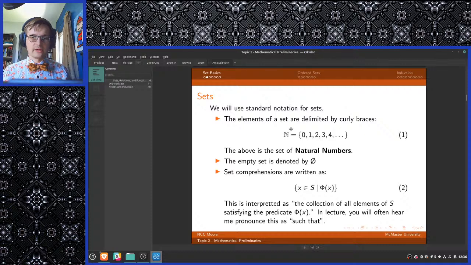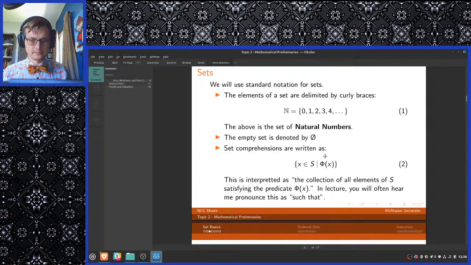The elements of a set are delimited by curly braces. So, the natural numbers are 0, 1, 2, 3, 4, etc. The natural numbers are going to be important as time goes on. The above is the set of natural numbers. The empty set is denoted by a 0 with a slash through it. So that's the empty set. If you remember, some of the properties of the empty set are that the empty set is a subset of every set, and that it is a set that contains nothing, hence empty set.